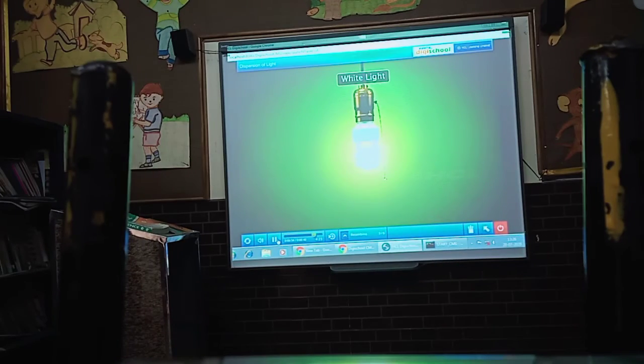So any light that gives a spectrum similar to that of sunlight is referred to as a white light. Any light that will give a spectrum, then that light will be referred to as white light.